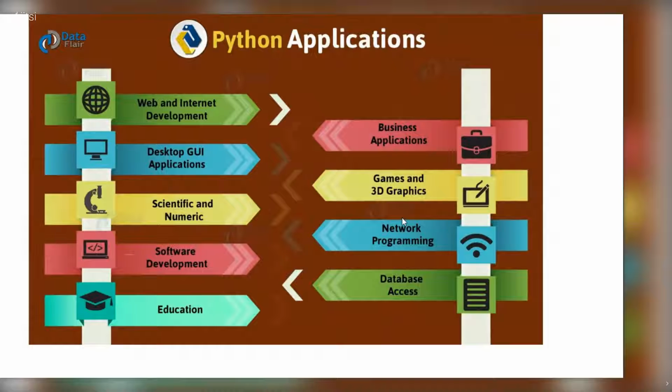Now, Python is used in different areas. For example, web and internet development. Graphical user applications can also be created using Python. For scientific and numeric calculations, Python is used. For different types of software development, Python is used. Even for education purposes, Python can be used. For business applications, Python can be used. Games can also be developed. For accessing programs from another computer, Python can be used. Databases can also be accessed.